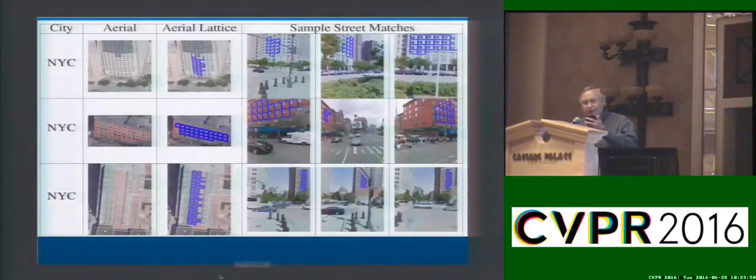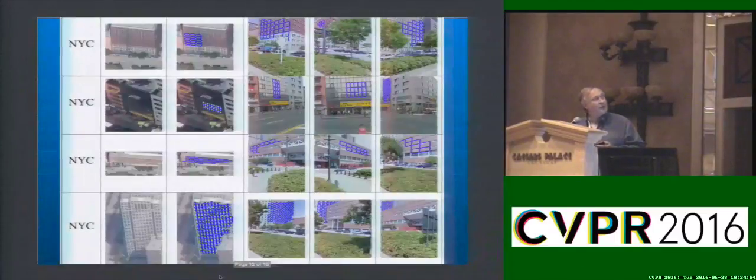Each row of the following images shows example matches retrieved by our approach. The left 2 columns show a query aerial facade along with its extracted lattice. The next 3 columns show the top 3 ranked facades from street view images. And there's several examples coming.